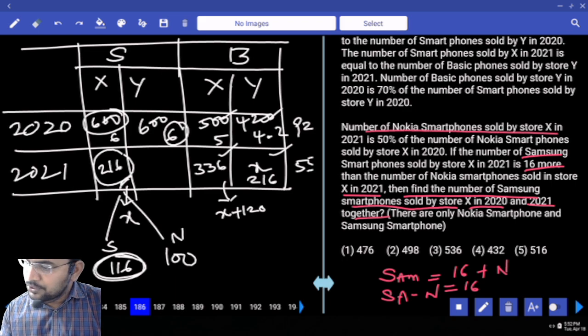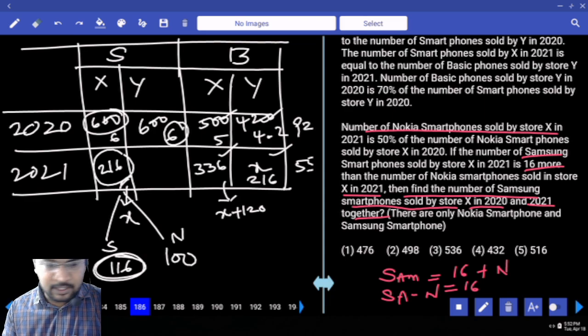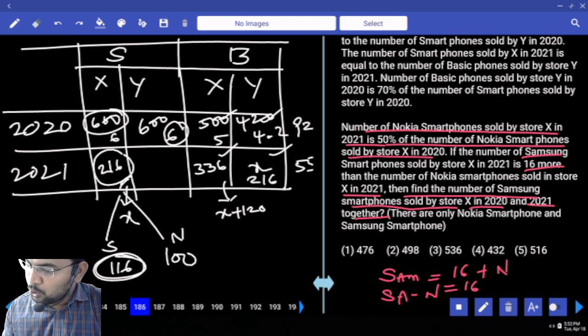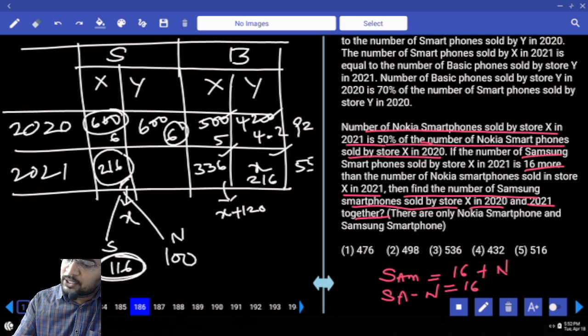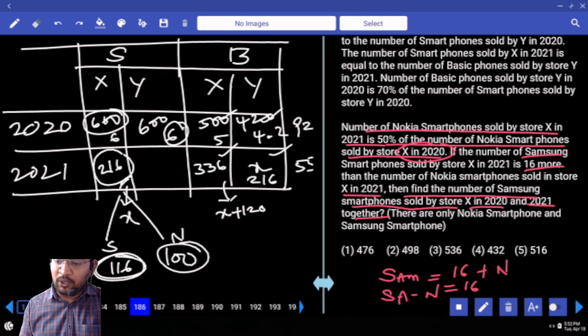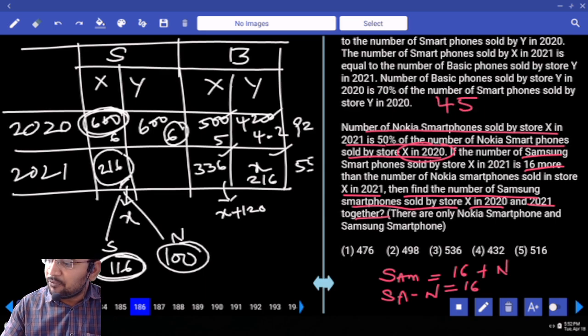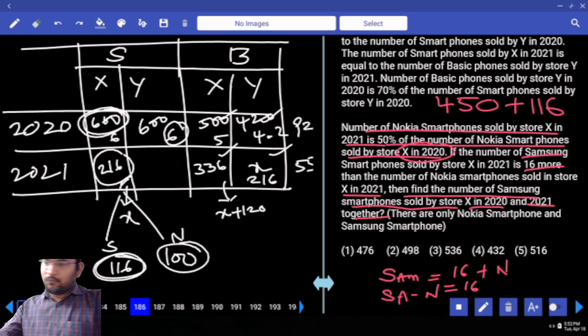The number of Nokia smartphones sold by store X in 2021 is 50% more than the Nokia smartphones sold by store X in 2020. First of all, in 2020 Nokia mobile phones are what? 100. In 2021, 50% more is nothing but 150. Then the remaining are Samsung. Out of 600, 150 are Nokia, the remaining 450 are Samsung. So 2020 Samsung phones are 450, 2021 Samsung phones are 116.